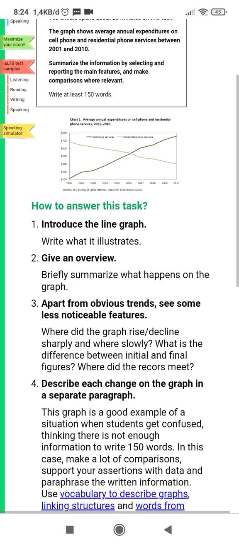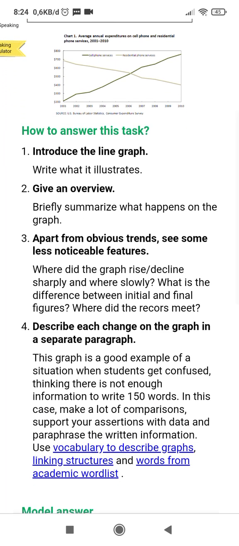How to answer this task? 1. Introduce the line graphs. Write what it illustrates. 2. Give an overview. Briefly summarize what happens on the graphs. 3. Apart from obvious trends, see some less noticeable features.